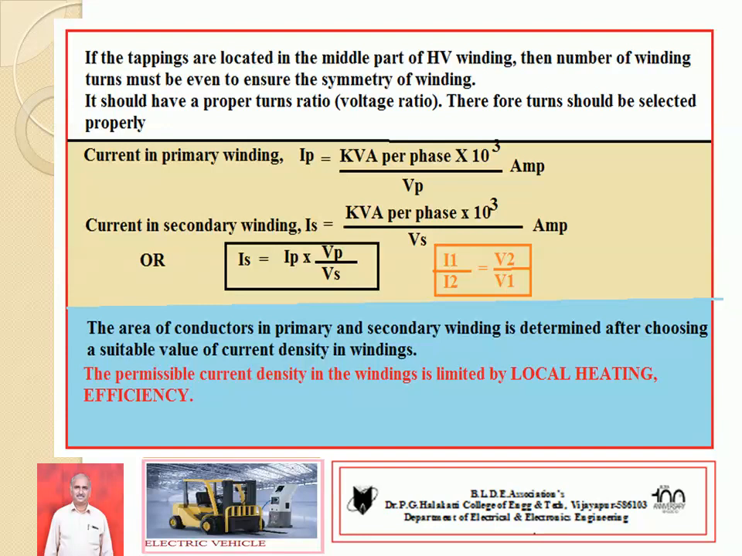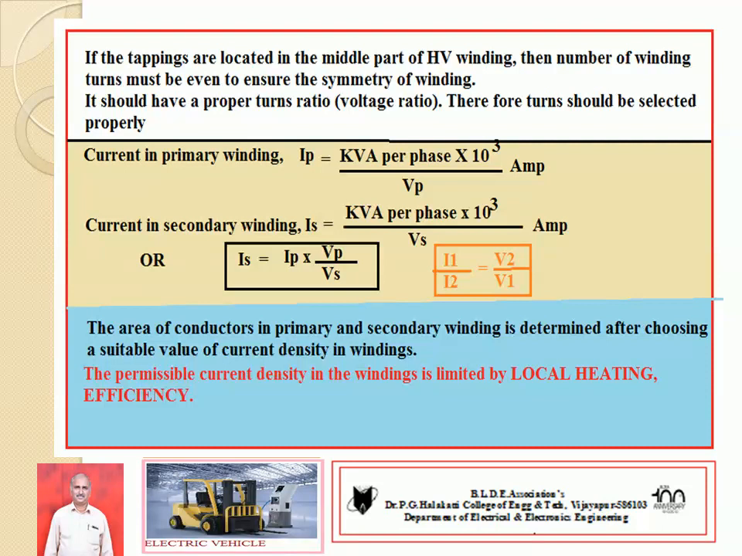Then calculation of the primary winding current IP is very important. How are you going to calculate IP? Take the kVA per phase. If single phase, no problem. If three phase, kVA per phase is Q divided by 3. Convert it into volt ampere by multiplying by 10 to the power of 3, then divide by the respective voltage. To calculate the primary current, divide by the primary voltage.